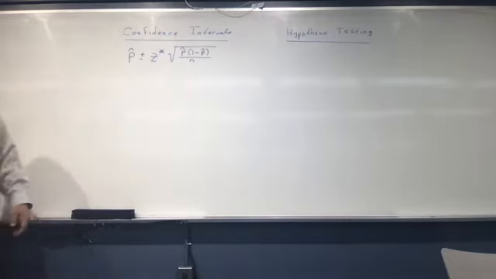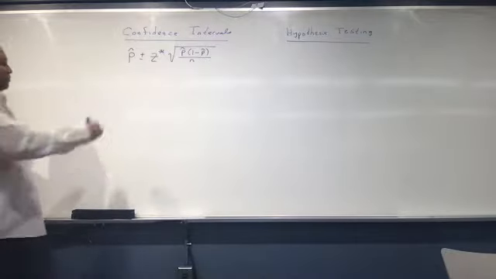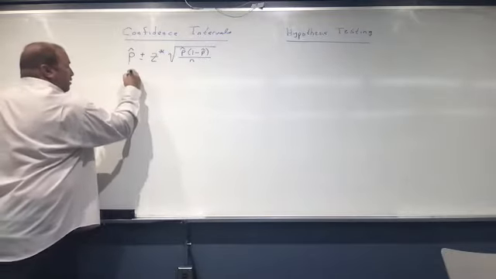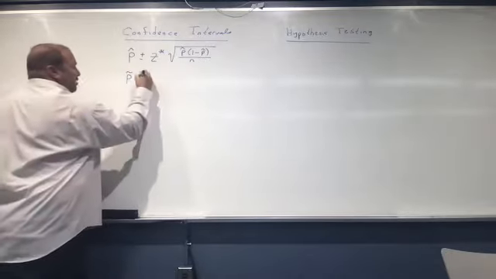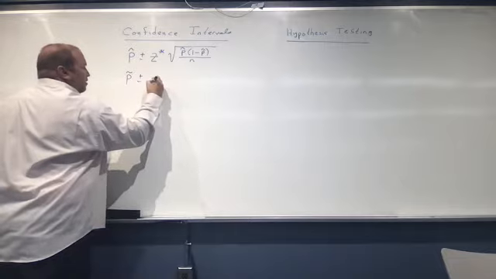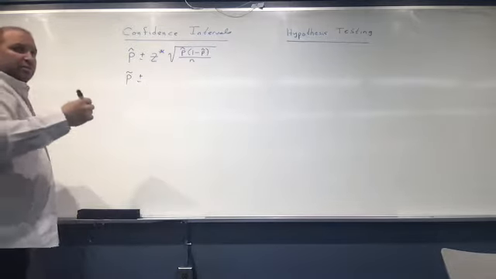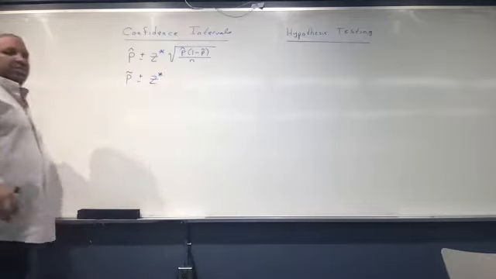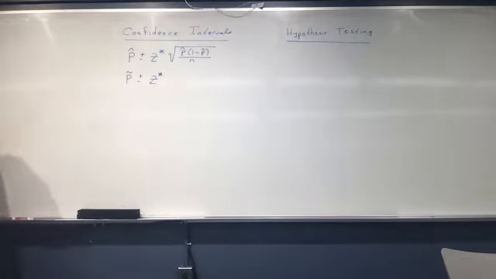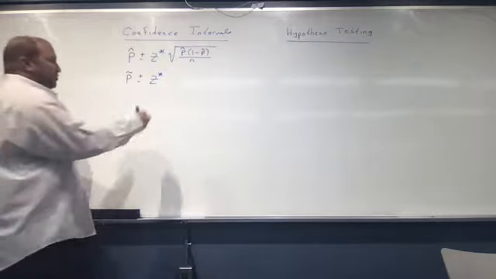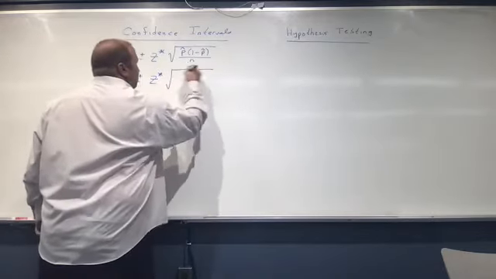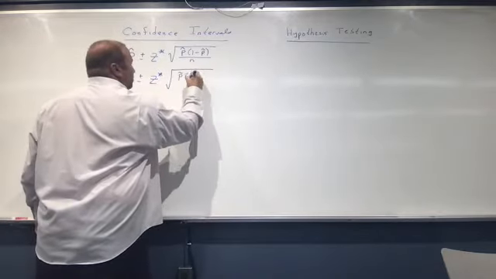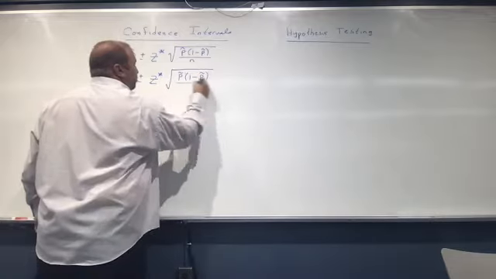No, not even close. Thanks for playing. Isn't it like P twiddle? P twiddle plus or minus Z star. I don't remember the rest. I think it's the same. You think it's exactly the same? No, it's not. It's square root of P twiddle, 1 minus P twiddle over N plus 4.